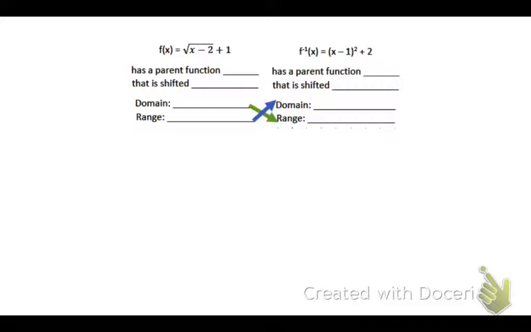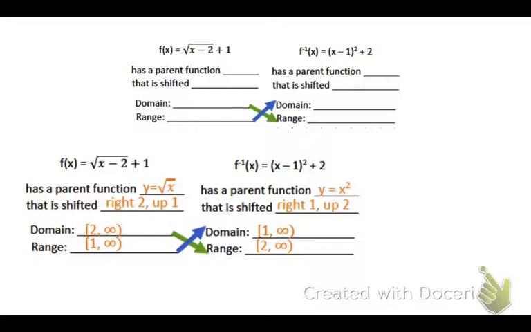So also with this, we think about where these parent functions have shifted. Our parent function for the square root function has been shifted right 2 and up 1. Our quadratic inverse function has been shifted right 1 and up 2. So we see that we have the same values, the same numbers occurring, they're just in a different orientation. And then our domain for that square root function that shifts to the right, rather than starting at 0, now its domain is going to start at 2. And the range, rather than starting at 0, is going to start at 1.